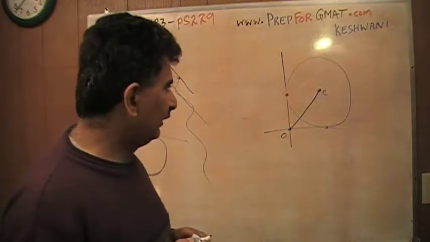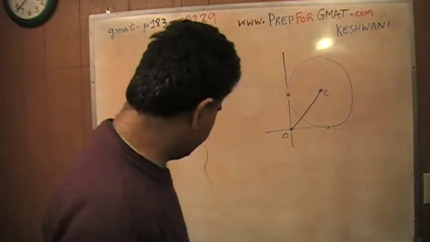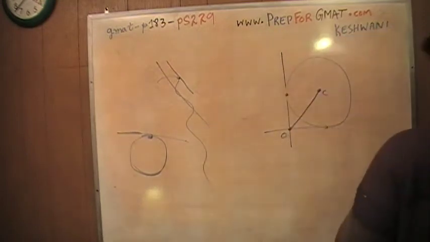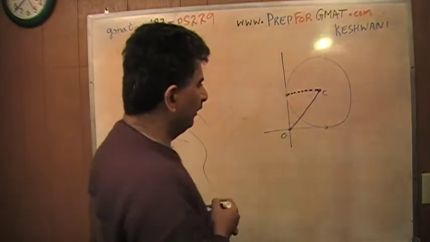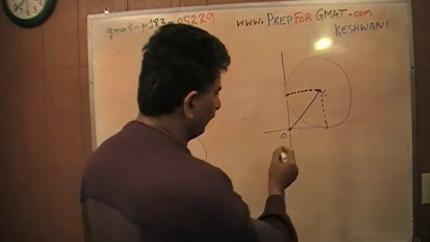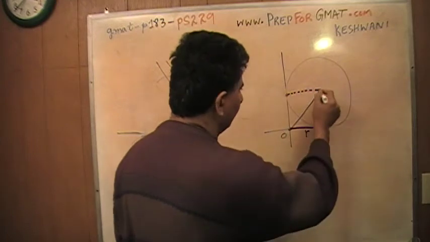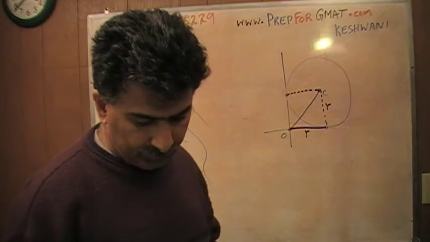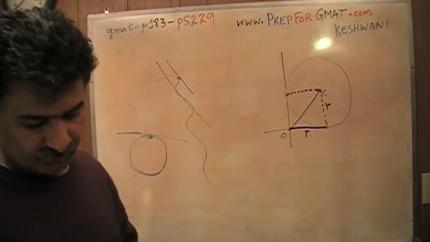What is the importance of that? The importance is for us to realize that the distance from here to here is the radius of the circle, and the distance from here to here is the radius of the circle. And of course, this is also the radius. So this is radius, and this is radius, and this distance from O to C is given to us. If the distance from O to C is K, what is the radius of the circle in terms of K?